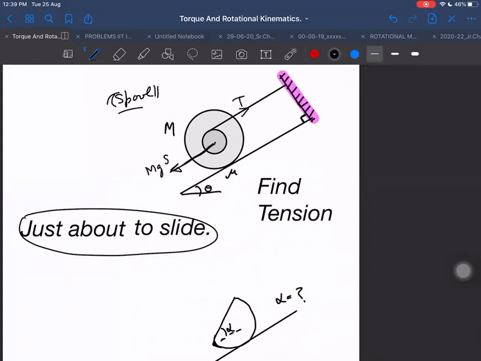mg sin theta, I should say. mg sin theta, and normal will be acting. So many forces are there. Normal is acting, and mg cos theta is acting. mg cos theta, and friction in which direction? What do you think? Upwards or downwards?